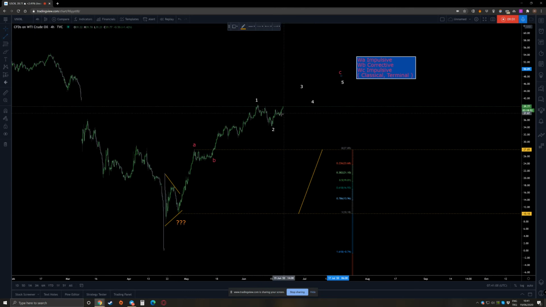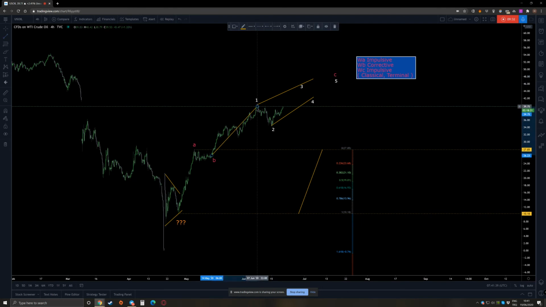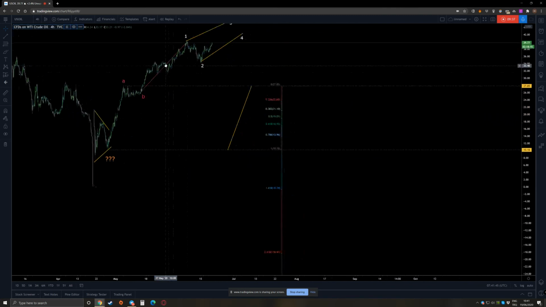After this move is done, if the third wave is done, I will still watch it and I will try to do some 1 to 3, and then I will do the fourth wave, something like this. It can be, of course, in different shapes. It can be something like this. It can be something like this. But I like to think that it will form something like a rising wedge.